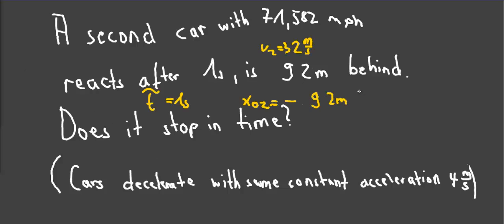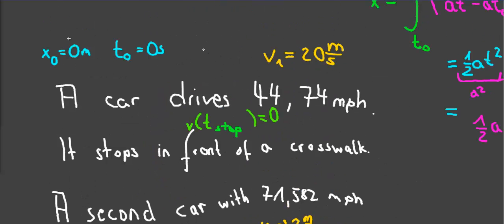So let's see what we got. We have x0 and t0 of 0 meters and 0 seconds. I don't say we start to measure 10 meters after our start, or start the time 10 seconds after something had happened. I say we start at 0 meters, 0 seconds. So the initial velocity right here is 20 meters per second.